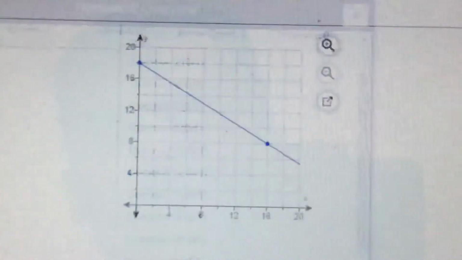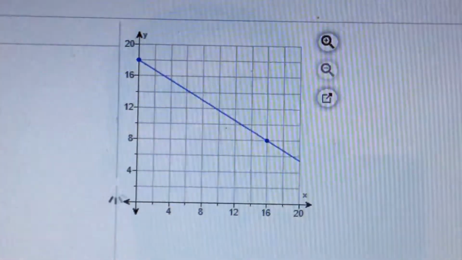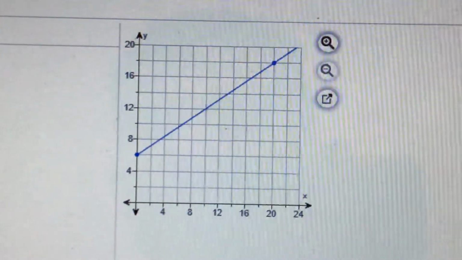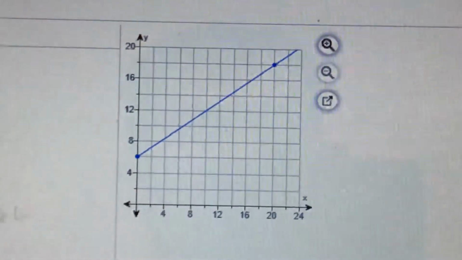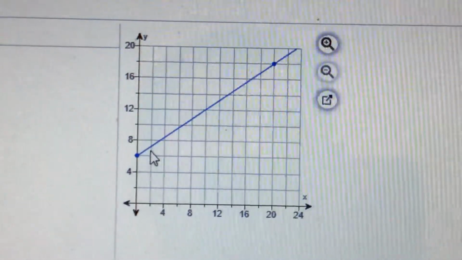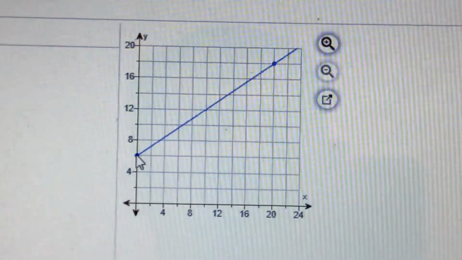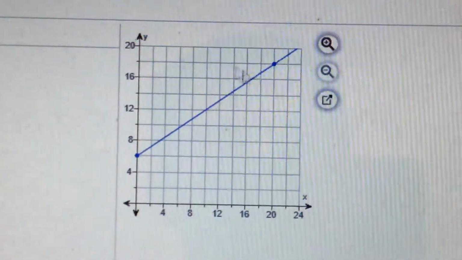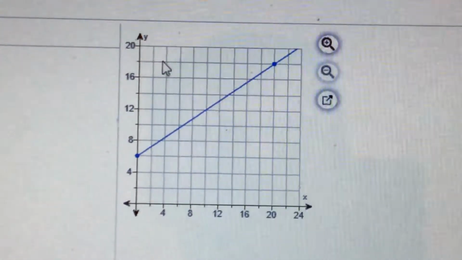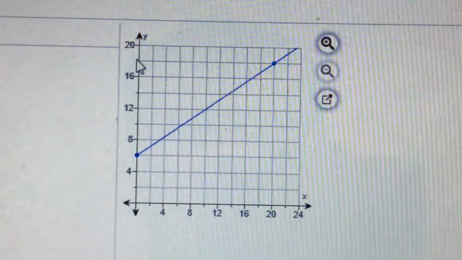All right, so let me pick another question here. All right, so same thing, except your points are positive. So we're going to find our y value. Okay, so our y value, right here, we're on the y-axis right between 4 and 8, which is 6. We need to go up to this other dot. This other dot is across from 18, so we're going from 6 to 18. Well, if you go from 6 to 18, that's 12.